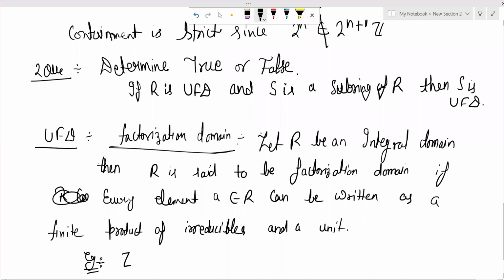Example: Z, the ring of integers. Every integer you can write as a product of prime powers, right? Agreed or not? This is a basic fact, at least this you should know. Muthukumar, do you know? Z is a UFD. Yes. But how will you say every integer can be written as a product of irreducibles? Because every integer can be written as a product of prime powers. Yes, uniquely expressed as a product of primes.